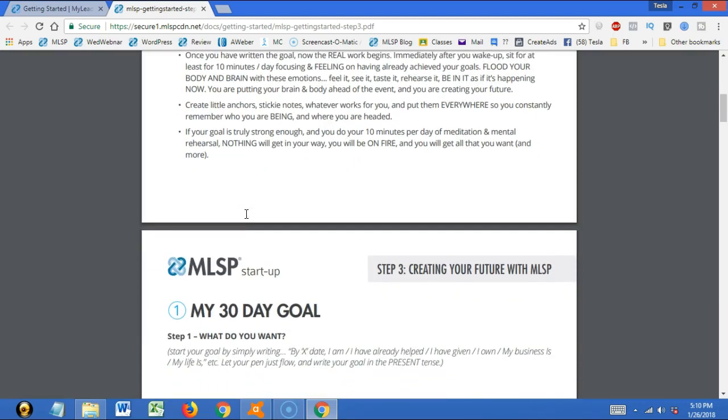Create the little anchors, sticky notes, whatever works for you, put them everywhere so you constantly remember who you are being and where you are headed. If your goal is truly strong enough and you do your 10 minutes per day of meditation and mental rehearsal, nothing will get in your way. You will be on fire and you will get all that you want and more.